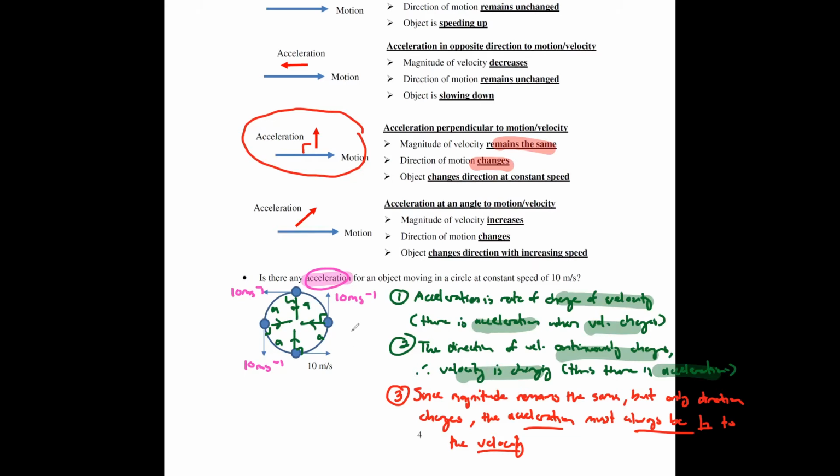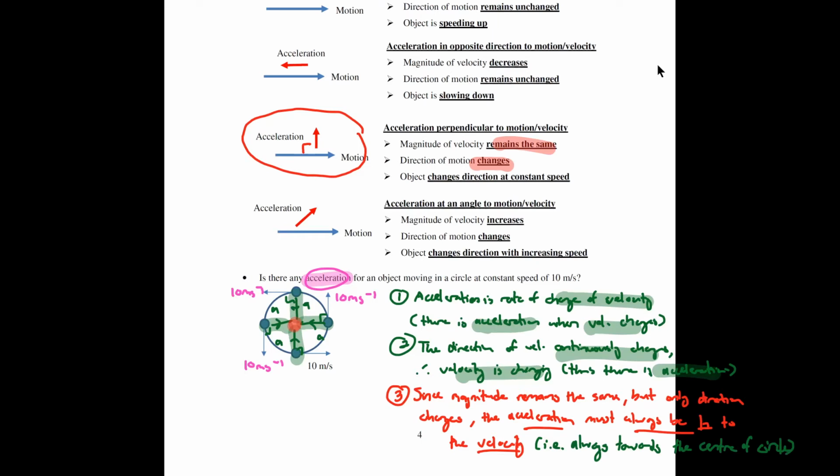to your velocity. But at the same time, you notice one thing: if your acceleration is always perpendicular to your velocity, notice that the acceleration is always directed towards the center of the circle. Okay, so you can also say that not only is the acceleration always perpendicular to the velocity, it is always directed towards the center of the circle. It's always towards the center of the circle.